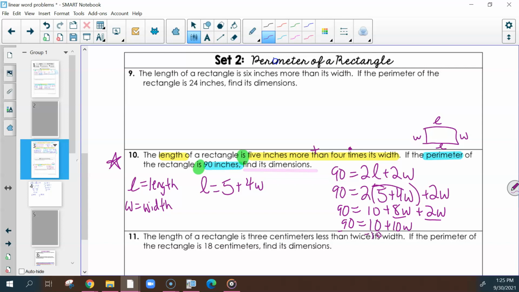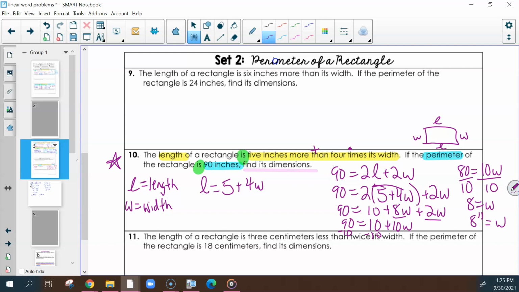I can subtract 10 on both sides and divide both sides by 10. This is in inches, so I can say the width is 8 inches.